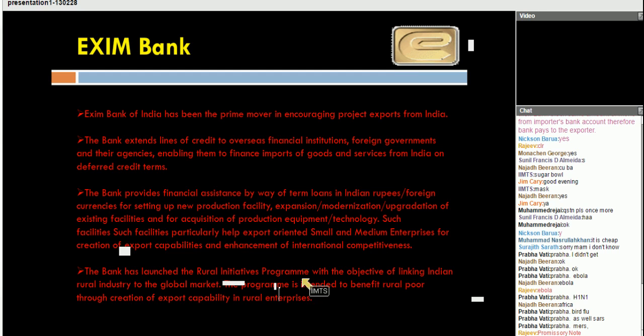Now, they have also launched the Rural Initiative programs with the objective of linking Indian rural industry to the global market.